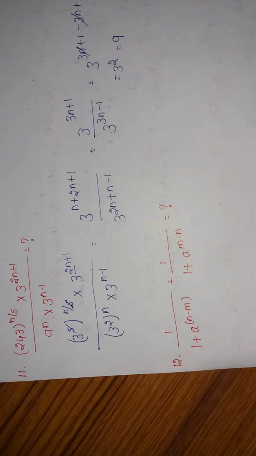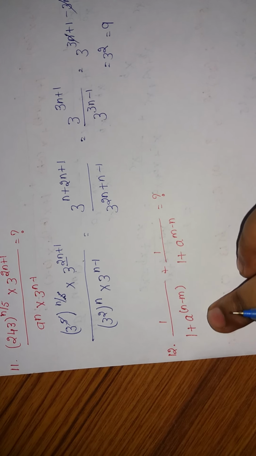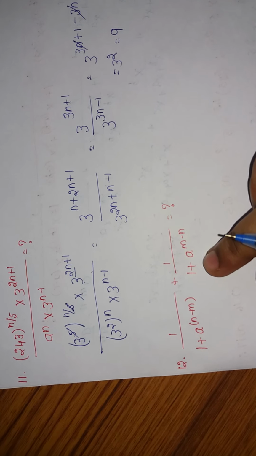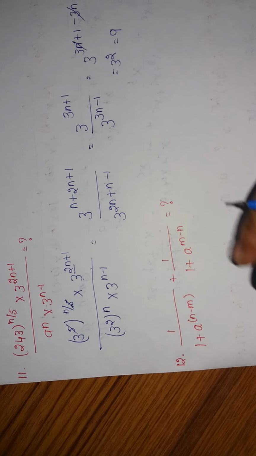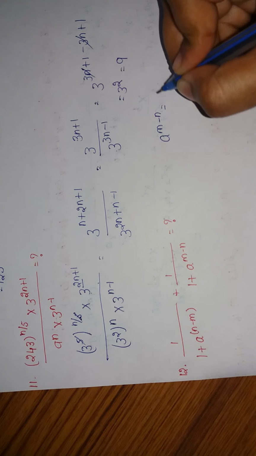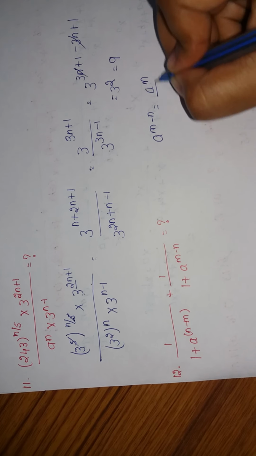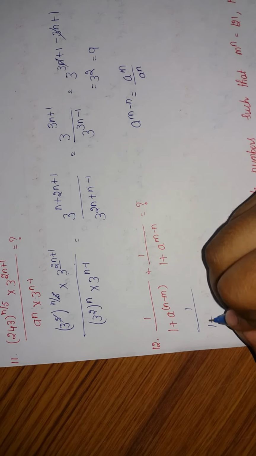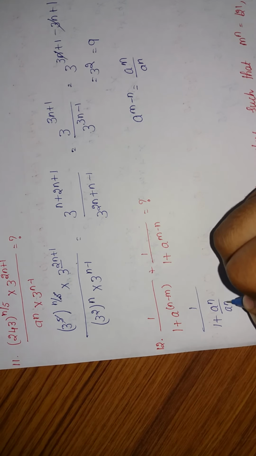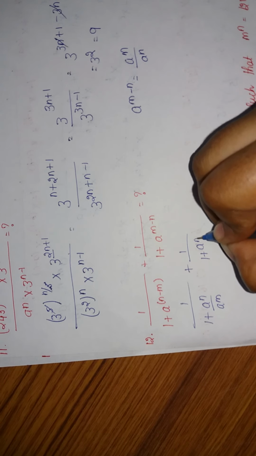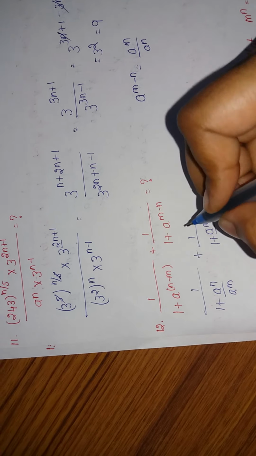And then next question. 1 by 1 plus a power of n minus m plus 1 by 1 plus a power of m minus n. The same way, we have to split these numerals as a power of m minus n, a power of m by a power of n. 1 by 1 plus a power of n by a power of m plus 1 by 1 plus a power m by a power n.